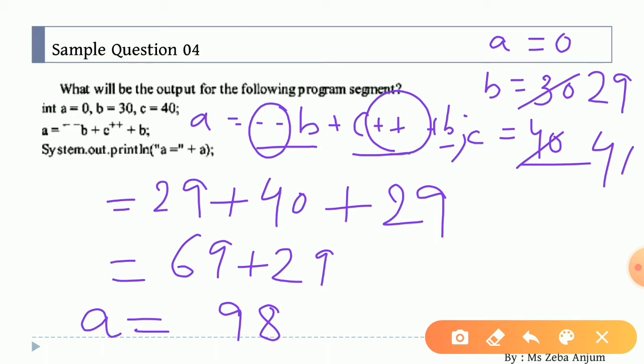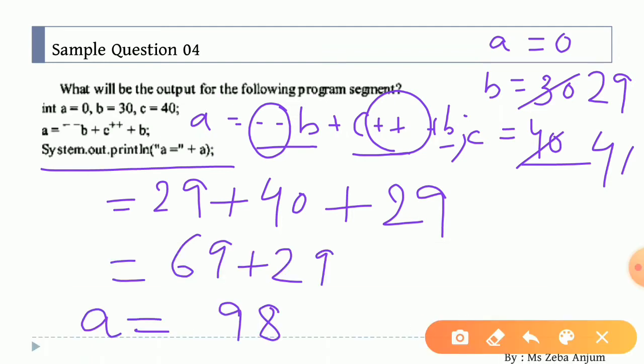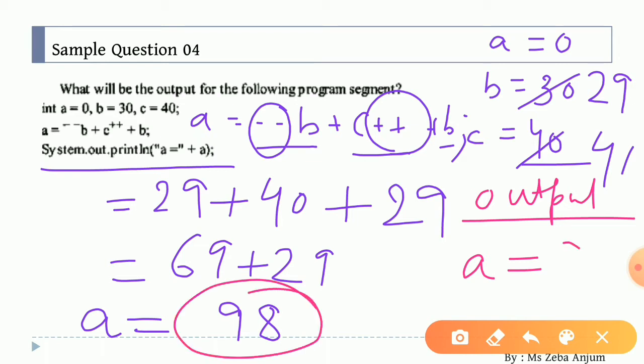And now see the last line, System.out.println a equals plus a. So for the output part, you will be writing out firstly the constant portion, that is a equals, and then the variable part, the updated value of a, which is 98. Okay, so this is the answer for your sample question number 4.